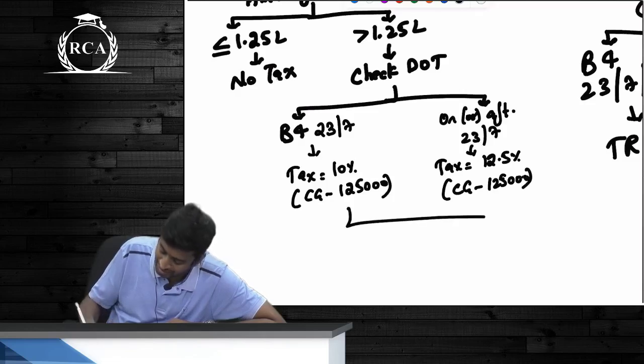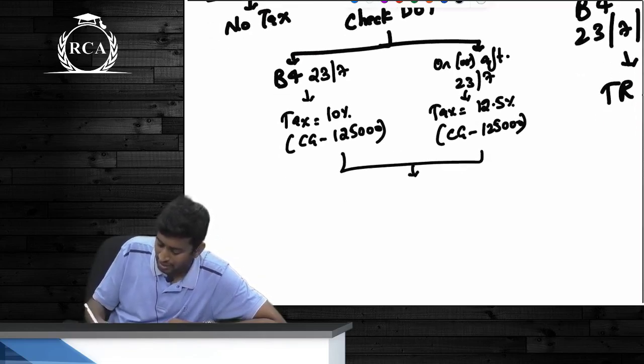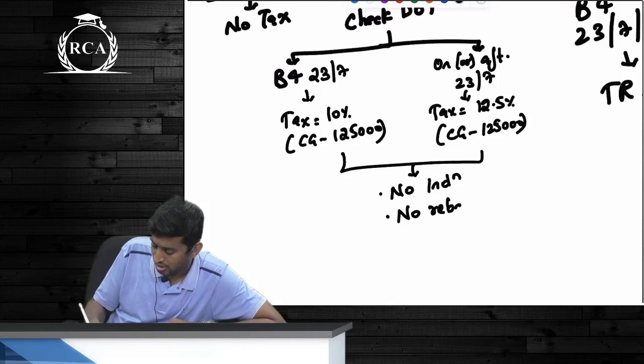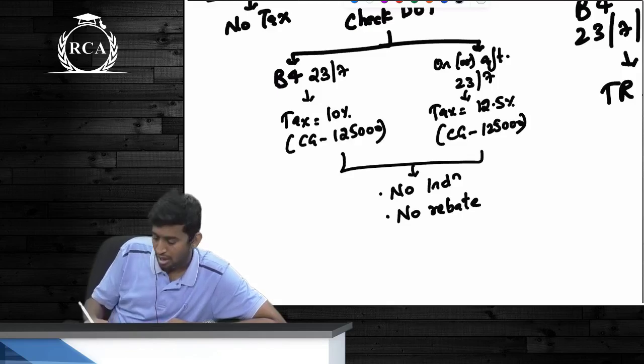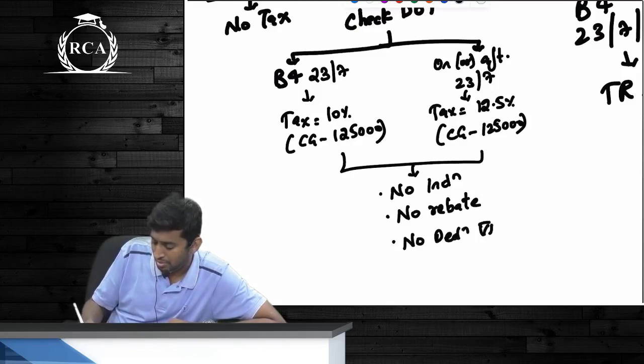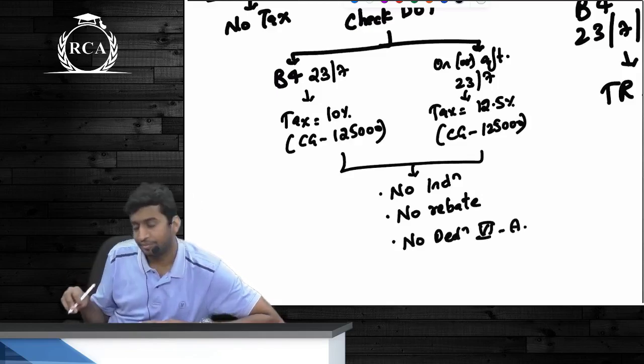And if I remember, we will take 3 chocolates from you. There is no indexation, no rebate, and no deductions under Chapter VI-A.